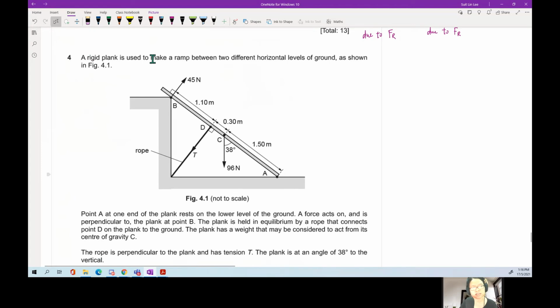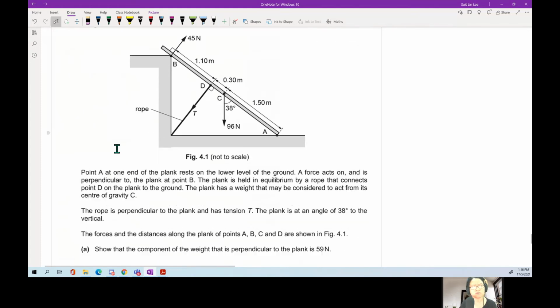Okay, so a rigid plank is used to make a ramp between two different horizontal levels on the ground. As shown at figure 4.1, this is a very steep ramp, but okay. Point A is one end of the plank that rests on the lower level of the ground. A force acts on and is perpendicular to the plank at point B.